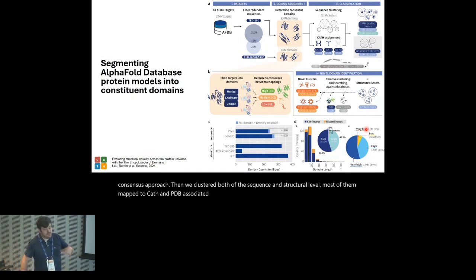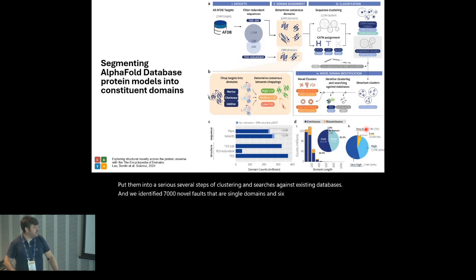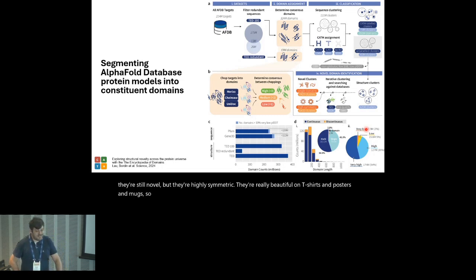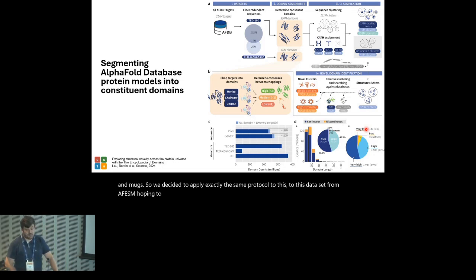And then for those things that we were not able to map, we put them through several steps of clustering and searches against existing databases. And we identified 7,000 novel folds that are single domains and 6,400 folds that we don't know if they're still novel, but they're highly symmetric. They're really beautiful on T-shirts and posters and mugs. So we decided to apply exactly the same protocol to this dataset from AF-ESM, hoping to find novel folds that are unique to bacteria.